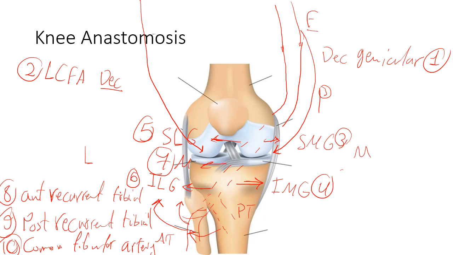We said from the femoral artery, we're going to get the descending genicular, and from the lateral circumflex, the descending branch of the lateral circumflex. From the popliteal, we're going to get 5 branches: superior medial, inferior medial, superior lateral, inferior lateral, and middle genicular arteries. From the anterior tibial, we have anterior recurrent tibial and posterior recurrent tibial. And from the posterior tibial, we have the common fibular artery.